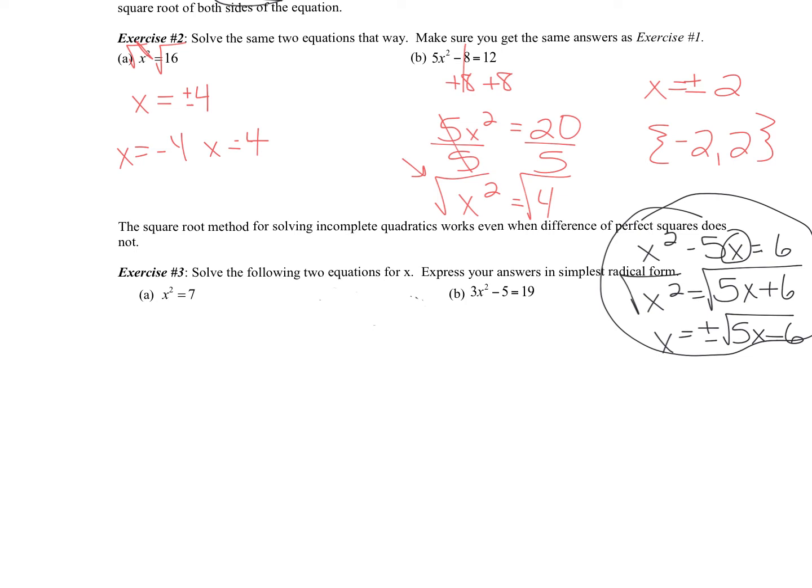So with the method of incomplete quadratics, the first thing I would do is take the square root of both sides. And I get x equals the square root of 7. And specifically, I need to think about the positive square root of 7 and the negative square root of 7. So my two answers are negative square root of 7 and positive square root of 7.